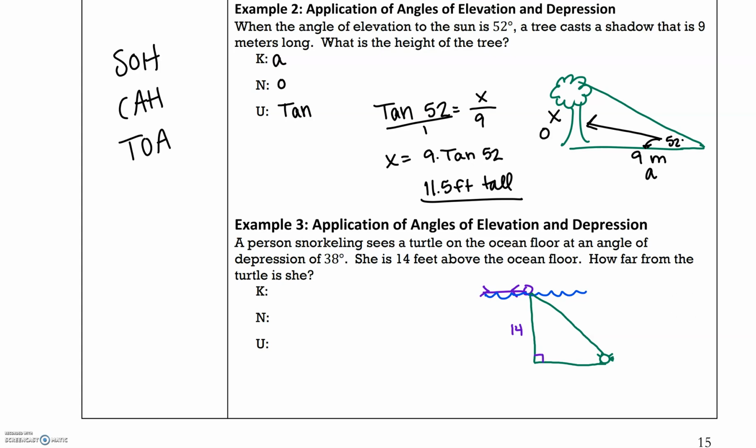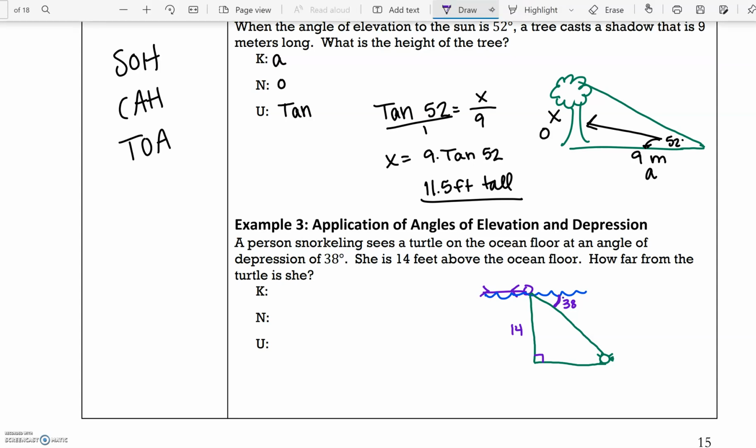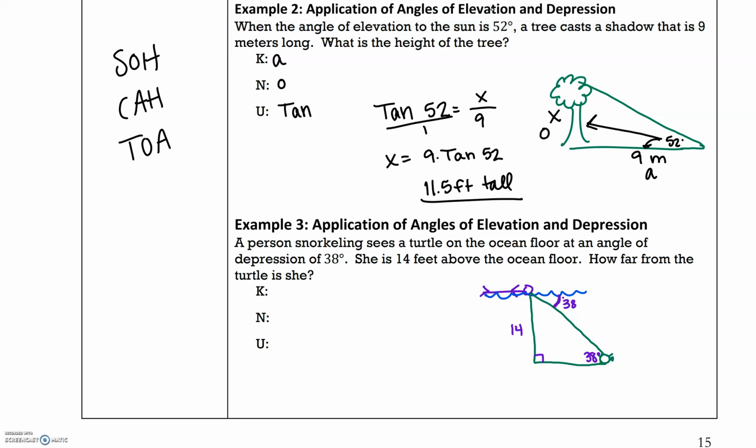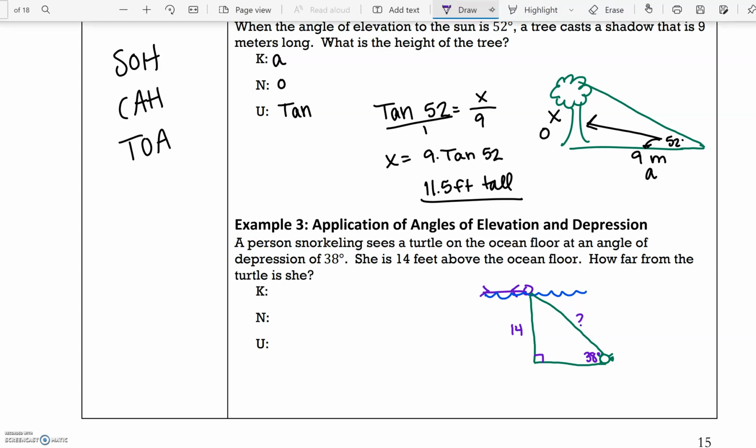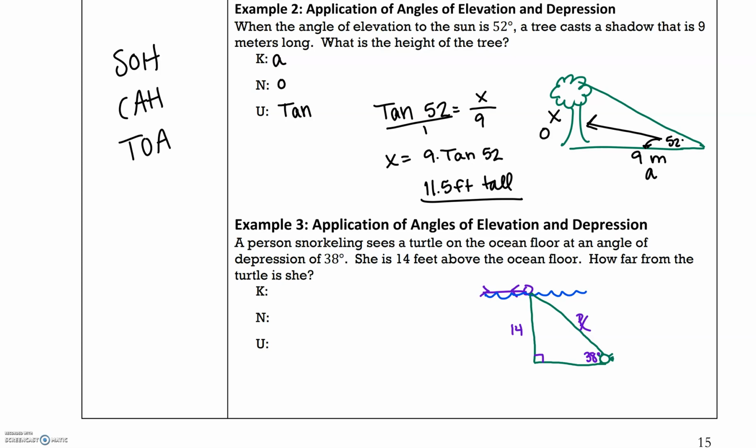And then the angle of depression is going to be this angle here, but since it's the angle of depression, it's also the angle of elevation by alternate interior. So it's also this angle right there where the turtle is kind of meeting the ocean floor. And then we want to know how far away from the turtle she is. So this hypotenuse, it looks like, is going to be our X. It's what we're trying to find.